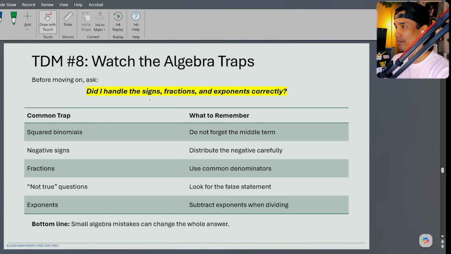Watch for the traps. Common trap, square binomials. What to remember, do not forget the middle term. Negative signs, distribute the negative carefully. Fractions, use common denominators. Not true questions, look for the false statement. I know we're so used to finding the true statement that when we see not true, it messes with our brains. Exponents, subtract exponents when dividing. Bottom line here is small algebra mistakes can change the whole answer.